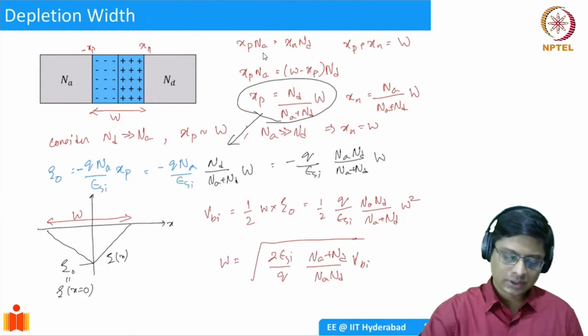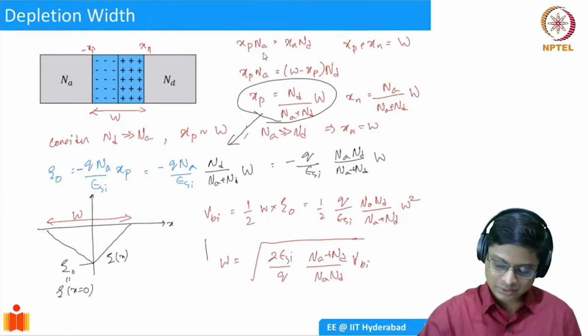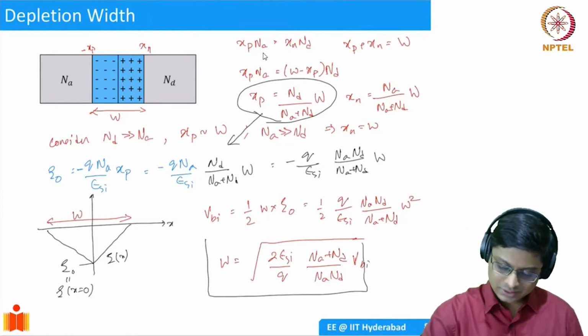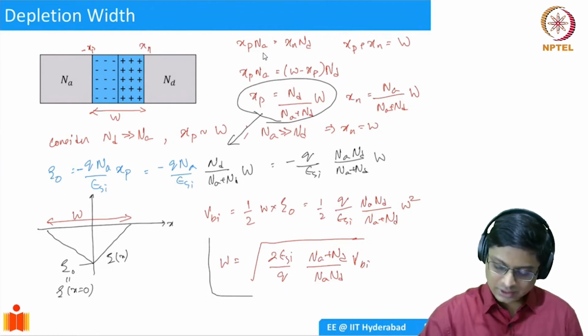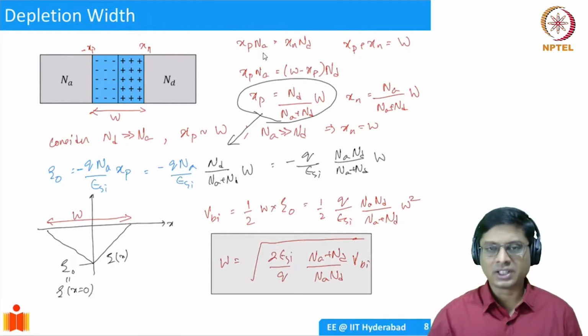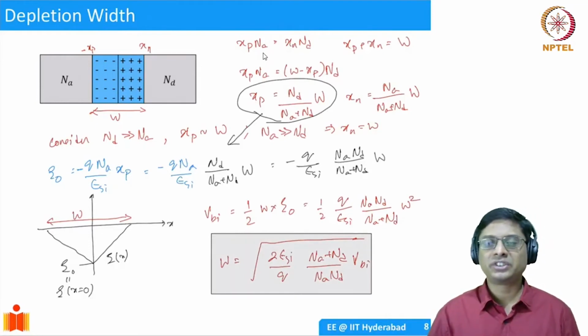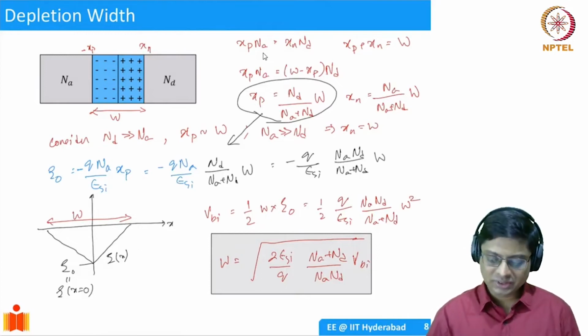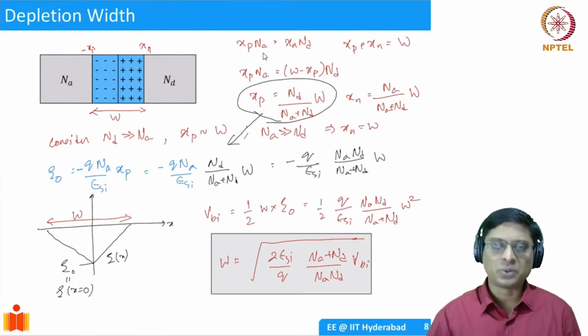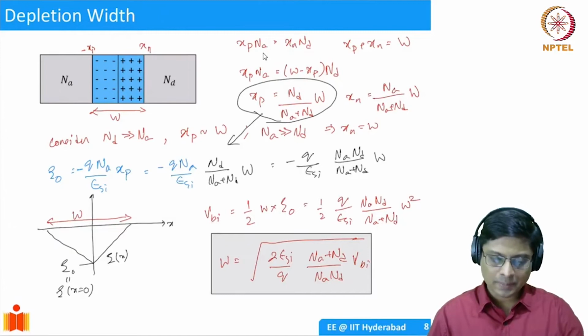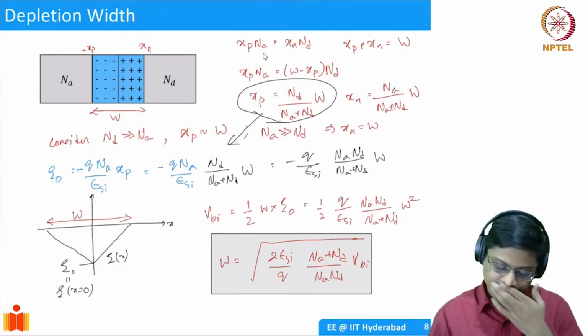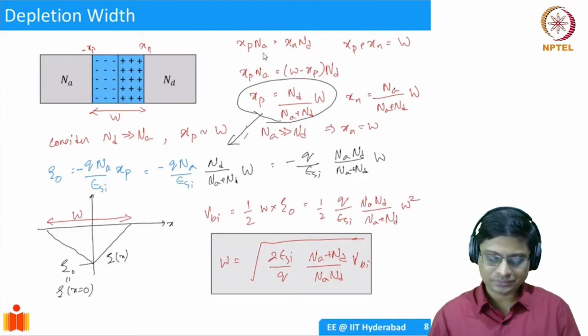Okay. So I will urge you to get comfortable with the derivation, because we will discuss how the width of the depletion region is going to change with voltage in the next week. So far we have not applied any voltage, but this expression is going to change when you apply voltage. We will use that to analyze PN junctions. Okay. So this is your depletion width.